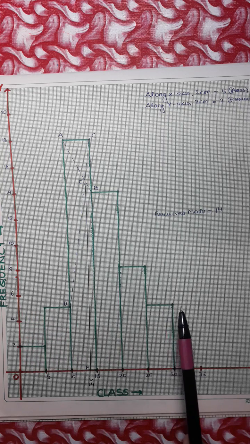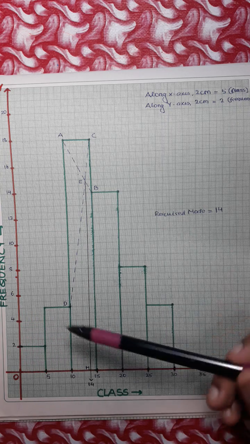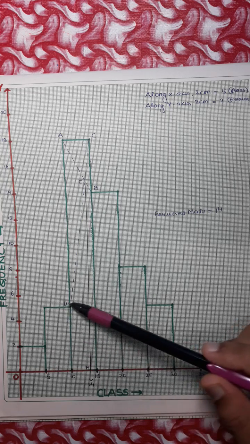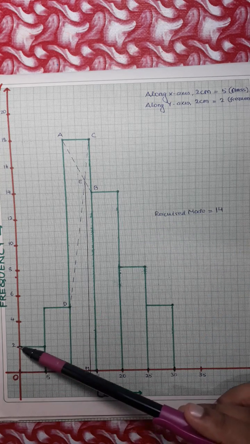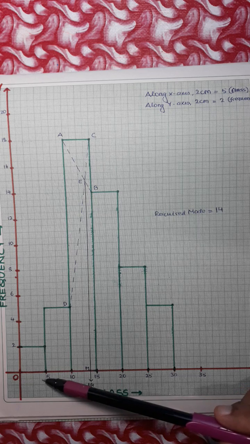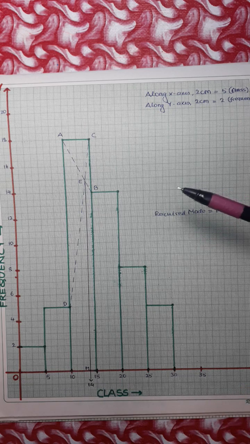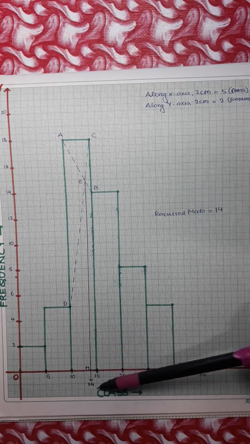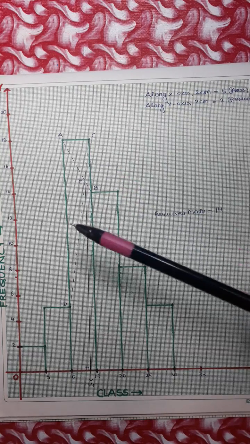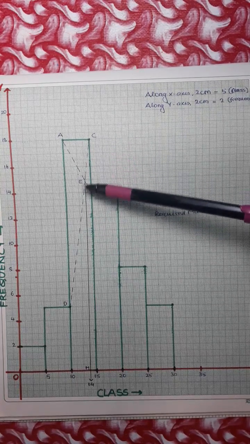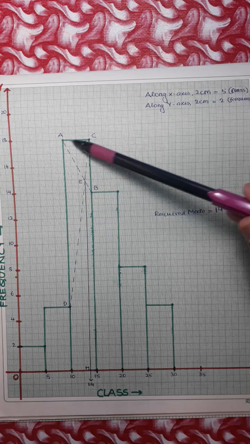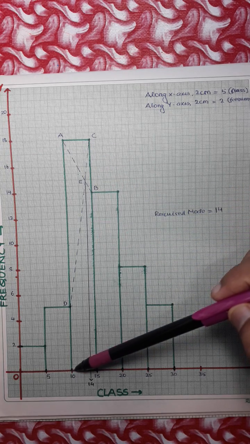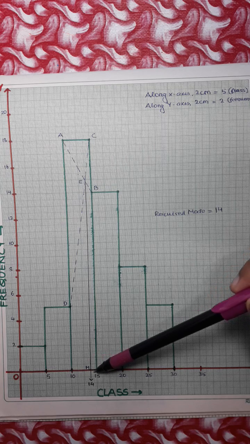Okay, so first we must draw the histogram. This rectangular box is known as the histogram. Since it is starting from 0, we can start from here directly. Now to find the mode, we must see the highest frequency, or we can see the tallest graph. So the highest graph is this one, and the modal class is 10 to 15.